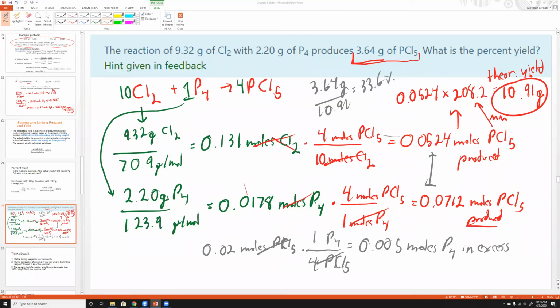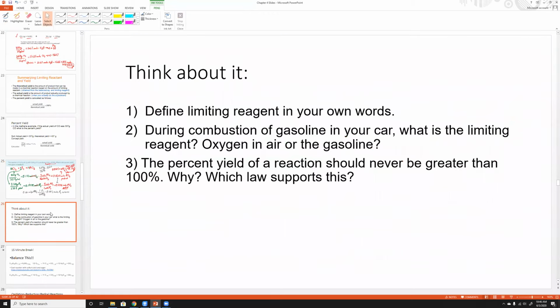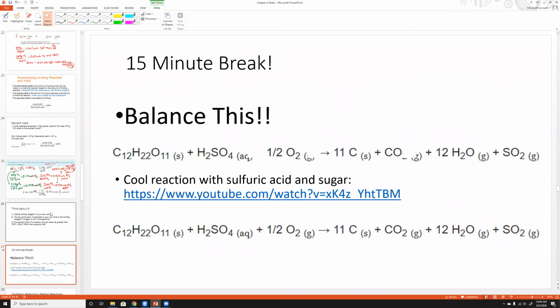Okay, is there anything else? If not, we're almost done. We got to learn about oxidation reduction. That's pretty easy. So think about this. Who cares? Balancing equations, more of them.